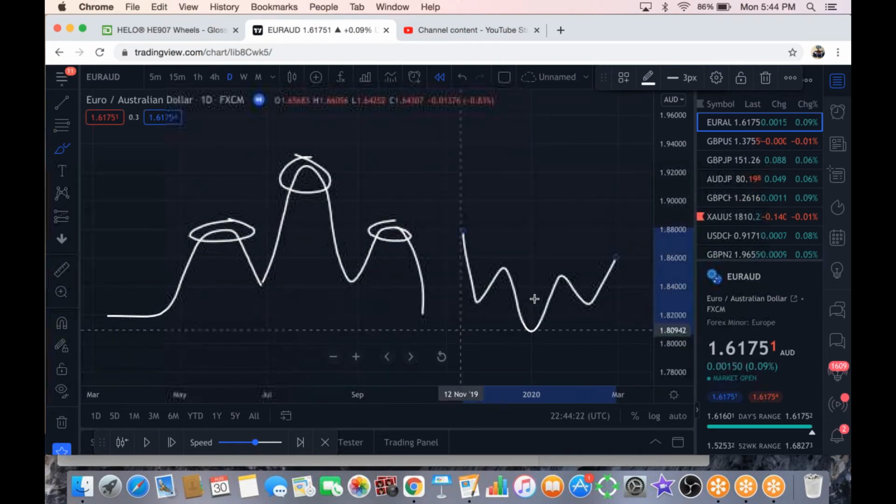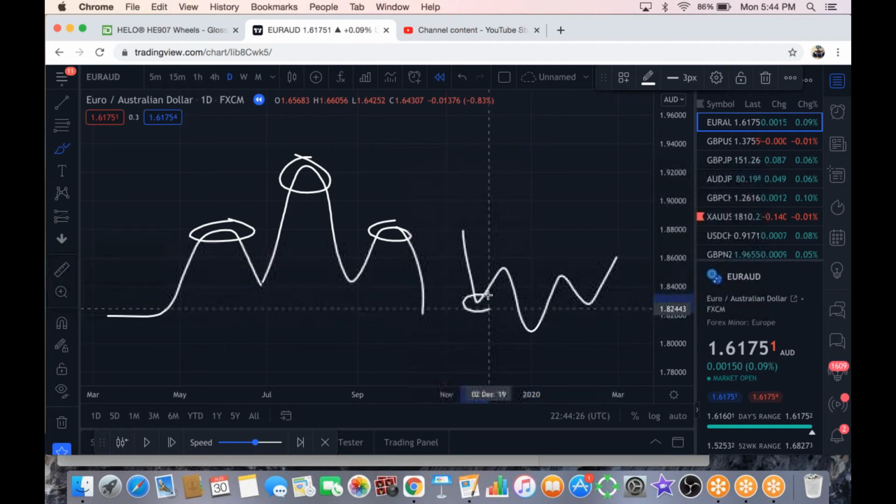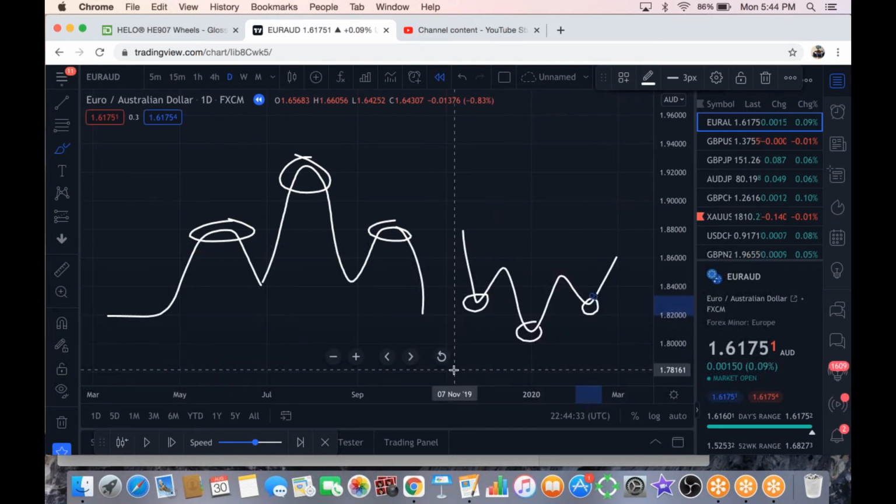So that's your head and shoulders. That's your inverted pattern, right? So this is your shoulder here. This is the head here. And this is the other shoulder here. How do we trade that though?